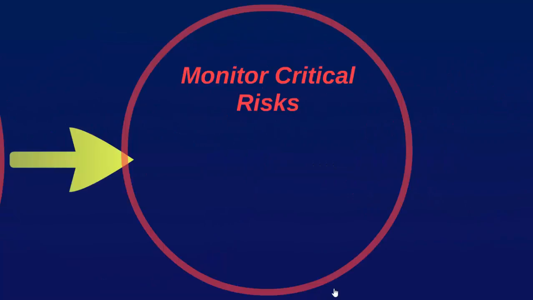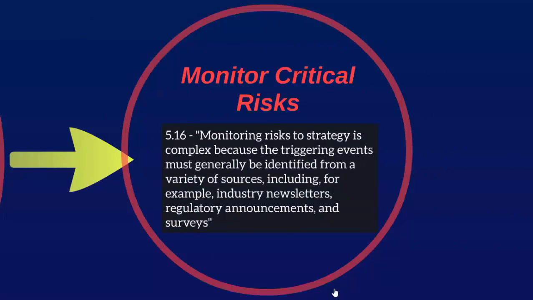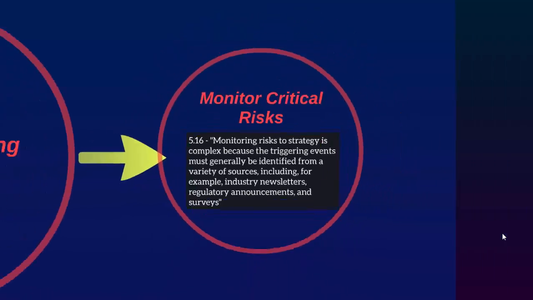The last step is to monitor critical risks. From page 5.16, monitoring risks to strategy is complex because the triggering events must generally be identified from a variety of sources, including, for example, industry newsletters, regulatory announcements, and surveys. Think about how important this is, for example, when considering the reputation of an organization.